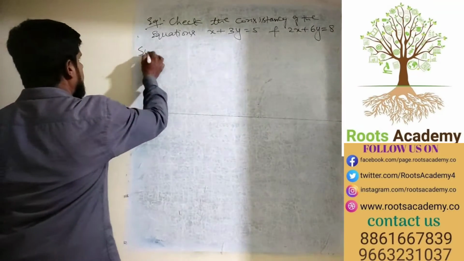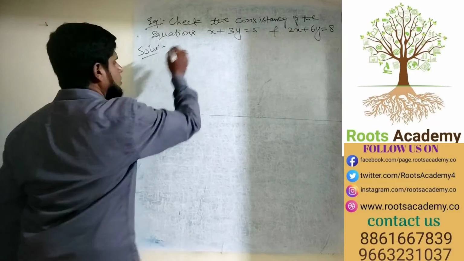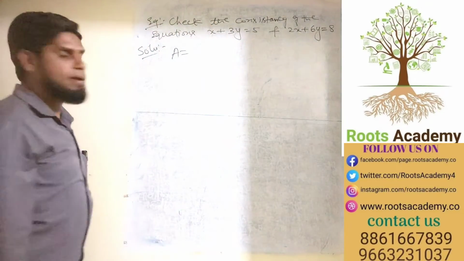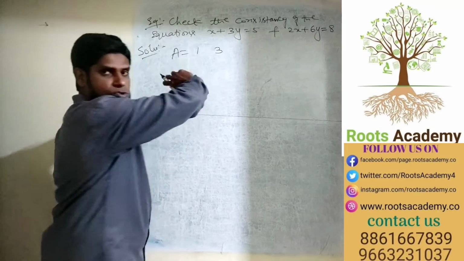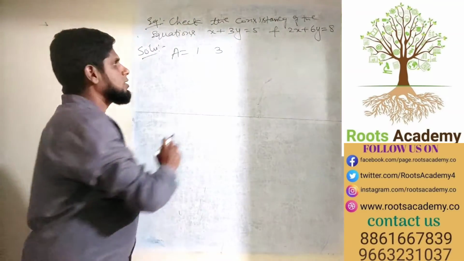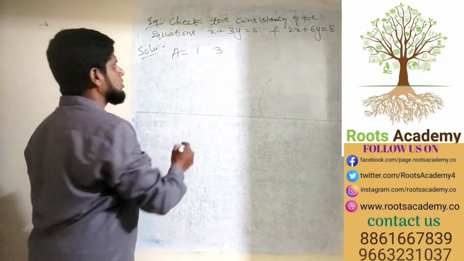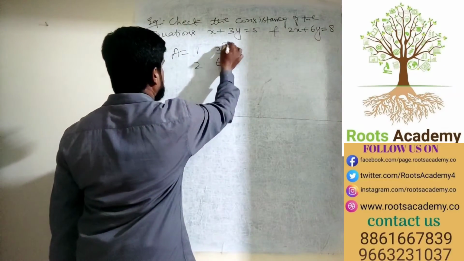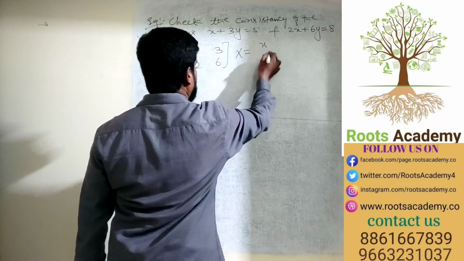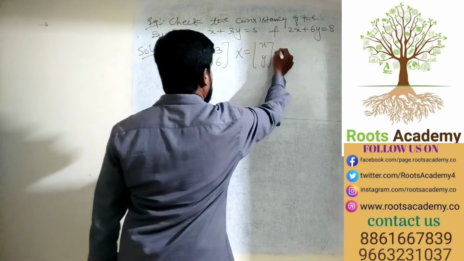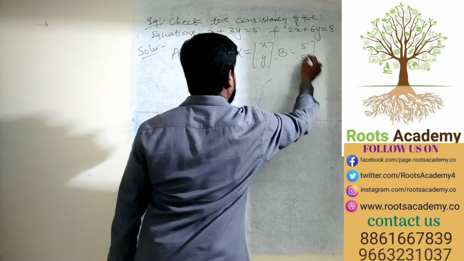So let us solve this. First, A matrix. What is A matrix here? 1, 3, first row, first equation, coefficients. Second row, second equation, coefficients, 2, 6. Okay. X is x and y, two variables. B is 5 and 8.